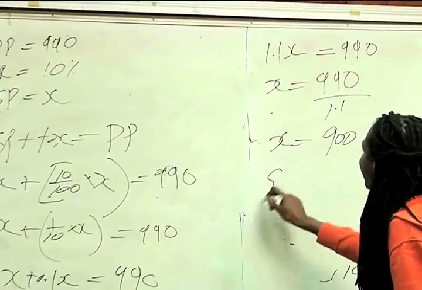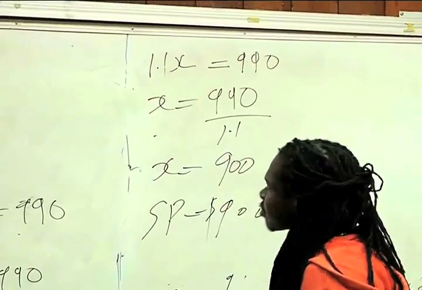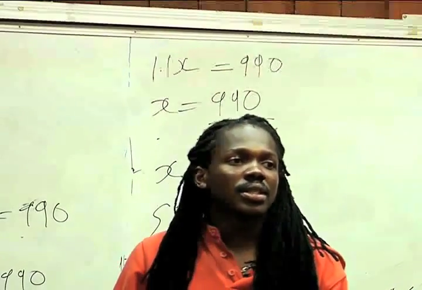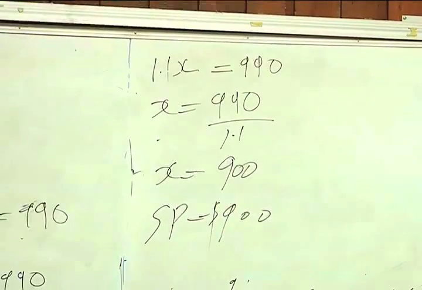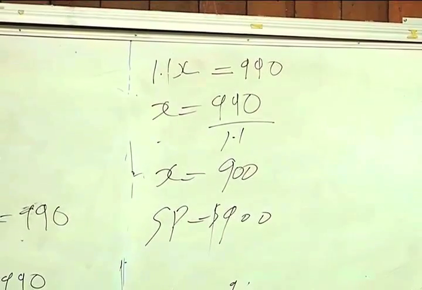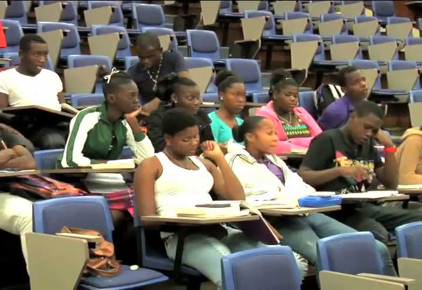So that means that SP equal, simple. When you clean it up, it looks simple. Everybody understand?